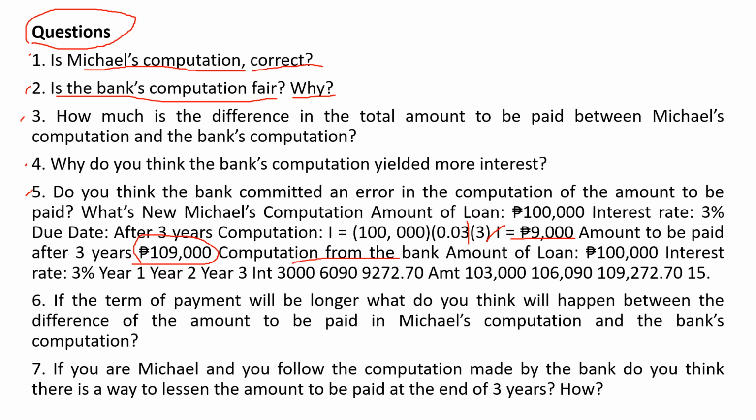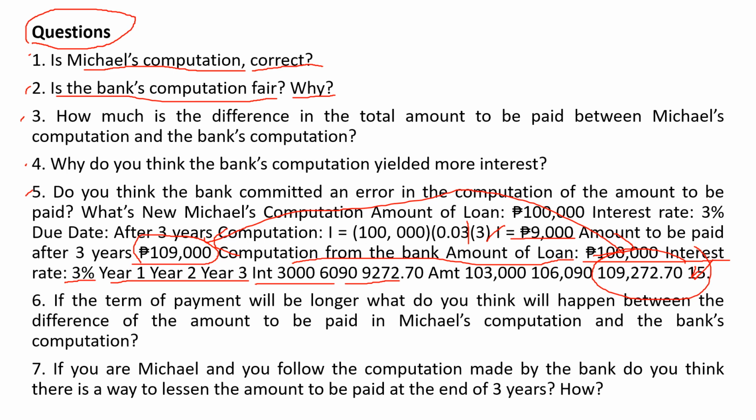And the computation from the bank: the amount of the loan is 100,000 pesos, the rate of interest is 3%. For years 1, 2, 3, the interest is 3,000, 6,090, 9,272.70 respectively. And the final amount becomes 109,272.70. And if we compare this to 109,000, the money of Michael earns more with the computation of the bank.